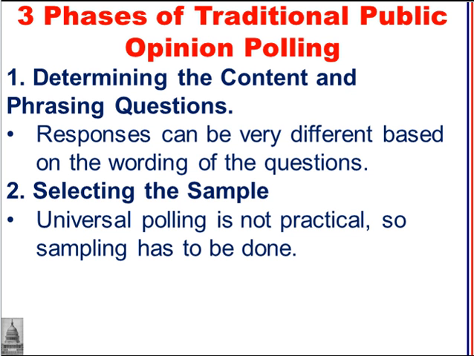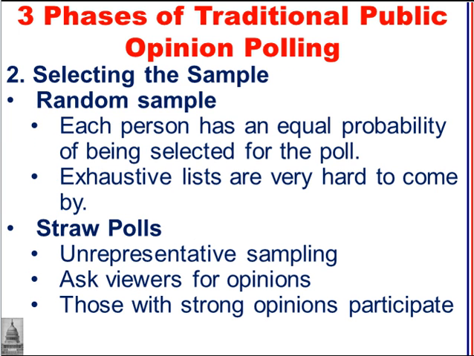In sampling, random sampling, in theory, would be the best way to sample, where each person has an equal probability of being selected for the poll. But exhaustive lists that incorporate the names of every person in an area are very hard to come by. So oftentimes random sampling is not possible either, just like universal sampling. So there are some other methods that pollsters use to try to come up with a good representative sample.